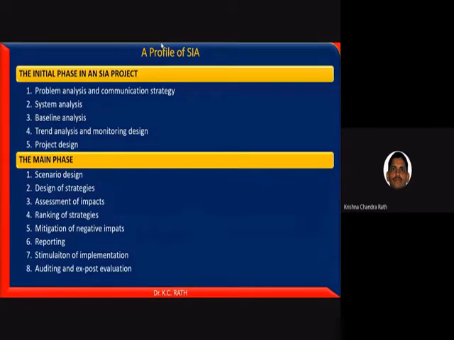The profile includes the initial phases in an SIA project: problem analysis, system analysis, baseline analysis, trend analysis, and project design, where the main phase includes scenario design, design of strategies, assessment of impacts, reporting, simulation, auditing, etc.